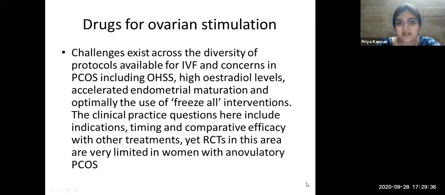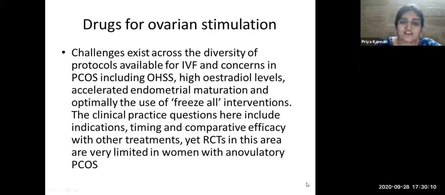So the challenges that occur are the diversity of the protocols that are available for IVF. The most important concern in PCOS is the high incidence of ovarian hyperstimulation syndrome, which is again exacerbated by the high estrogen levels that these women have, which leads to accelerated endometrial maturation, and hence we may never be able to give them a fresh embryo transfer and have to go for a freeze-all intervention.